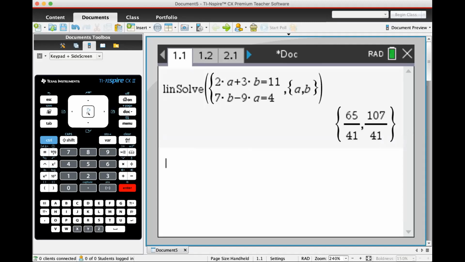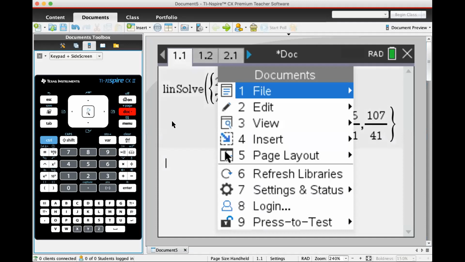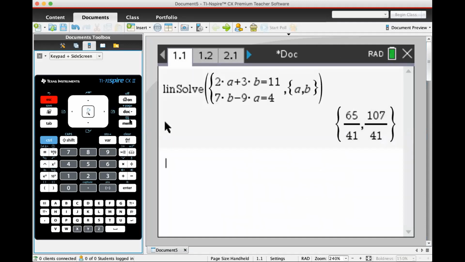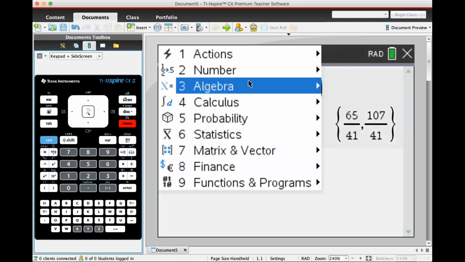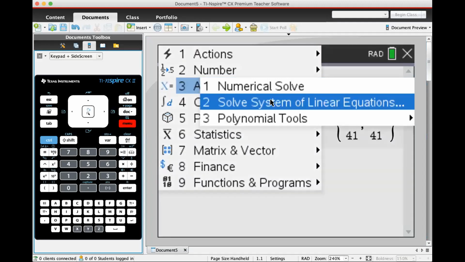Okay, there you go. So linear equations, using the simultaneous linear equation option. So menu, sorry, not here. You go to menu, algebra, solve system of linear equations. That's how you solve linear equations.